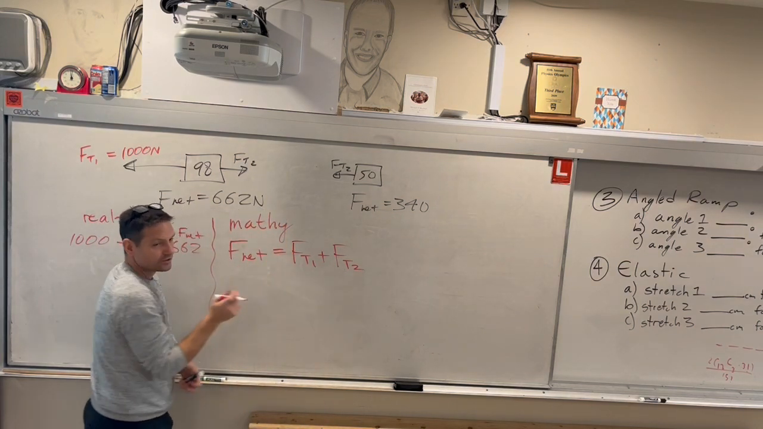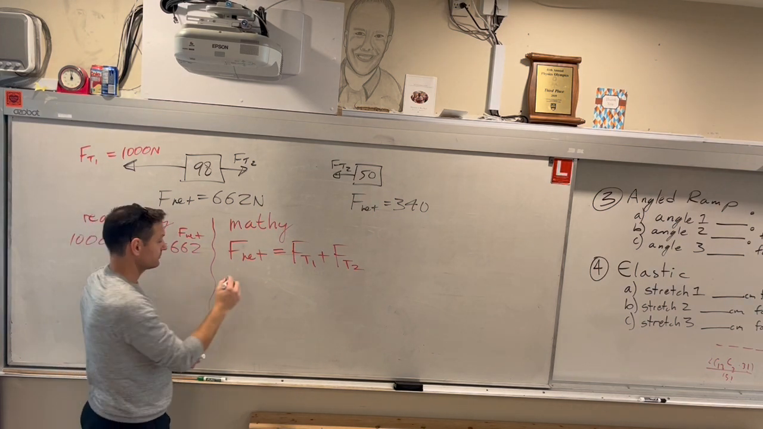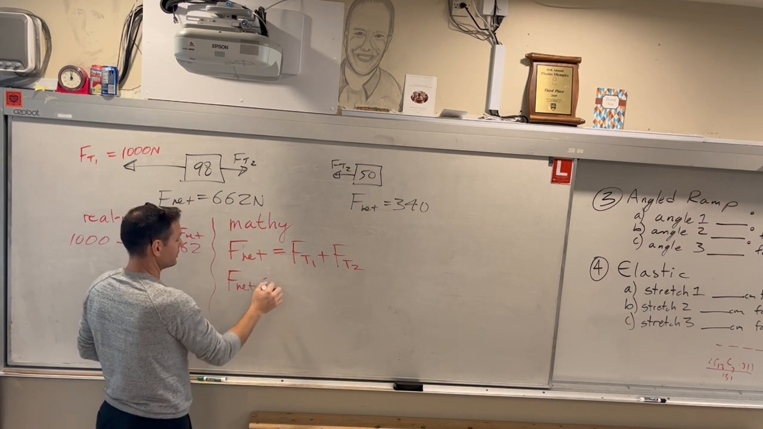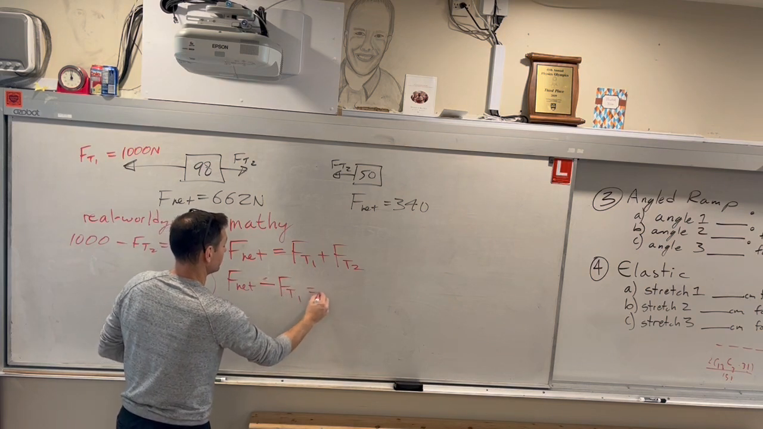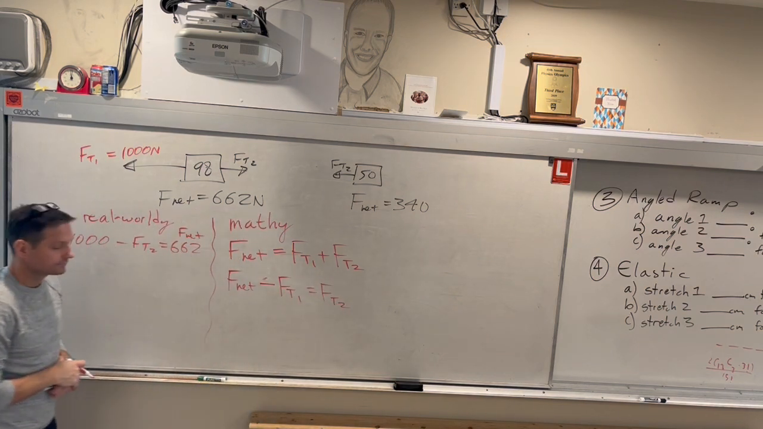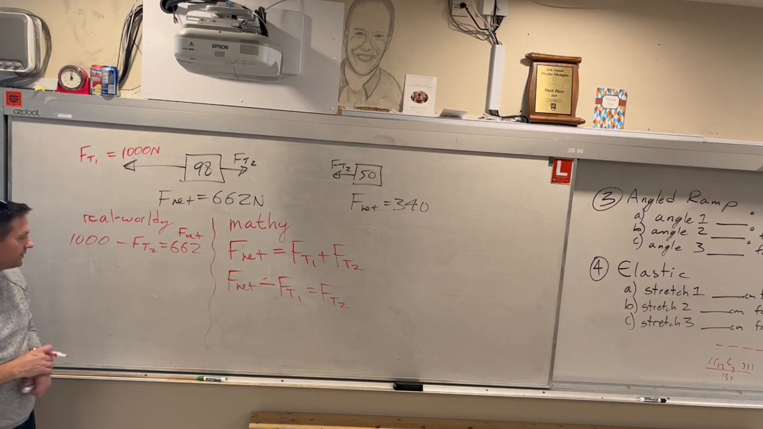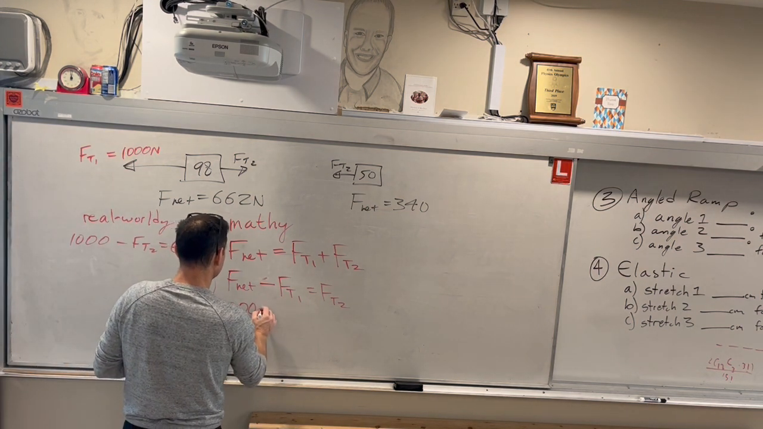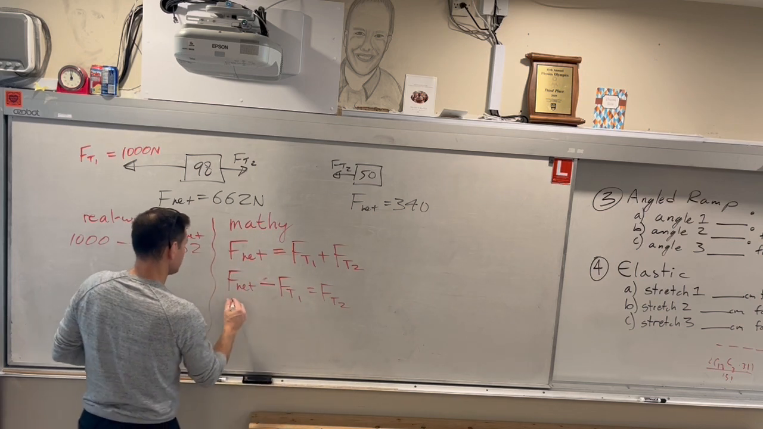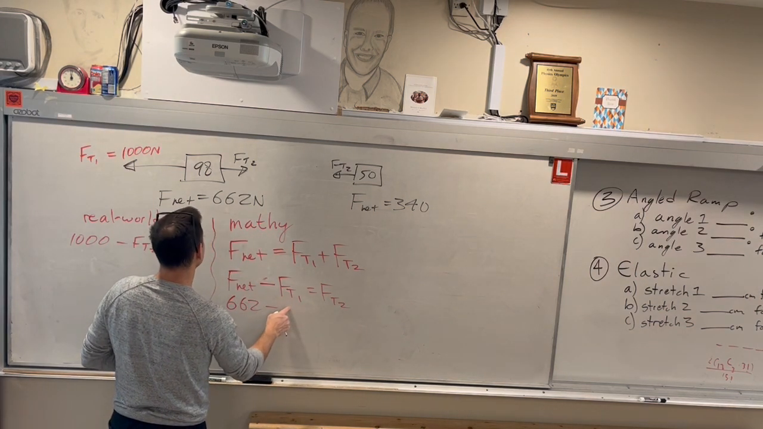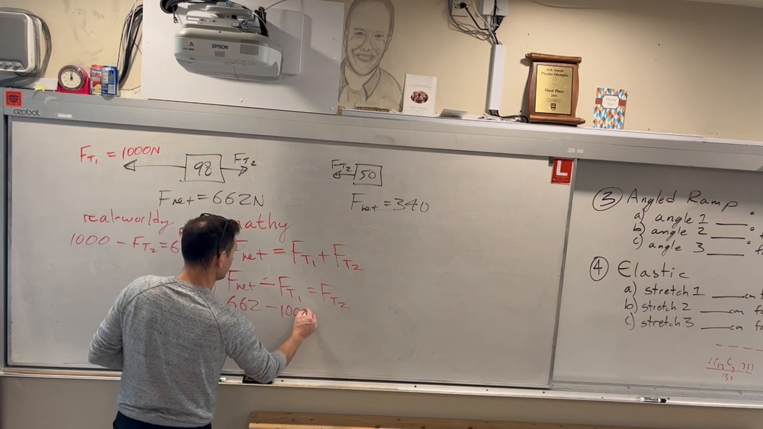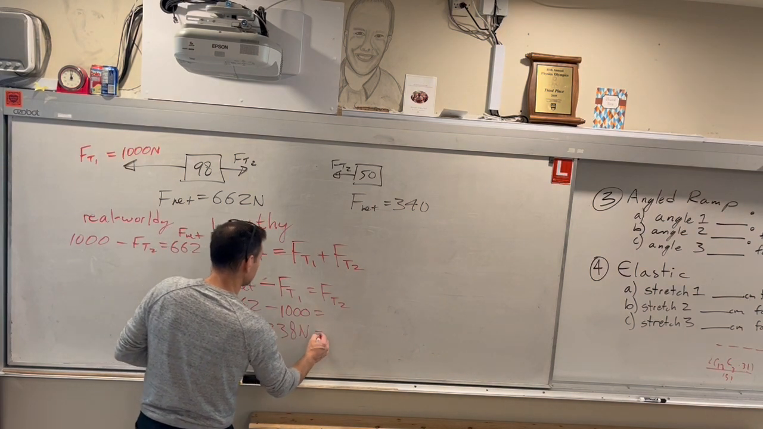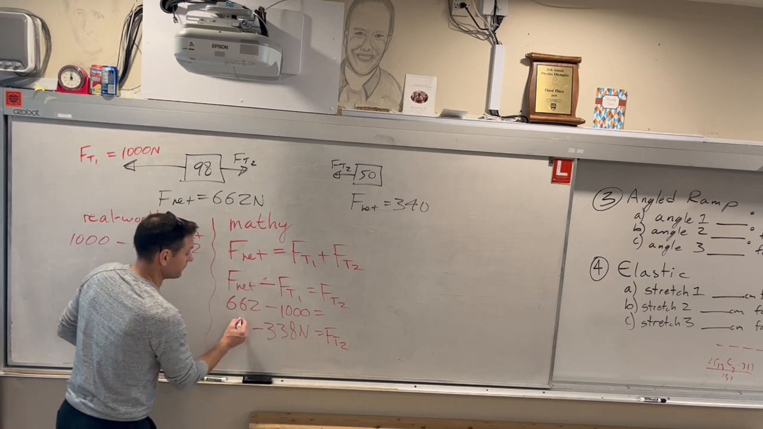If I want to solve for FT2, how do I do it? What am I subtracting, Finley? Yeah, I just subtract this over. It's the same in the end, right? Looks like the same as this. So you're going to have 662 minus FT1, which is 1,000, is equal to FT2, and that's going to be negative 338 or so.